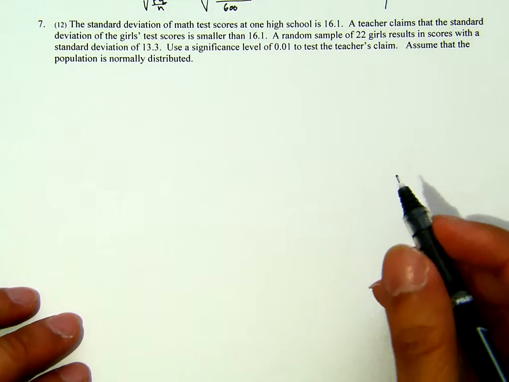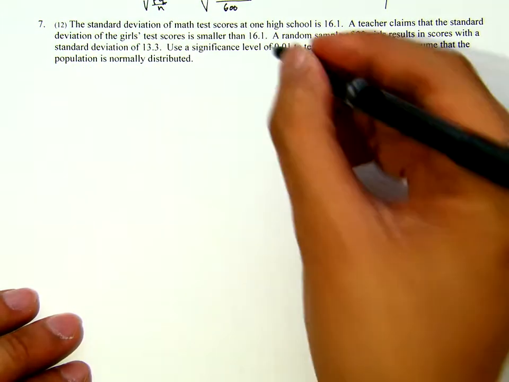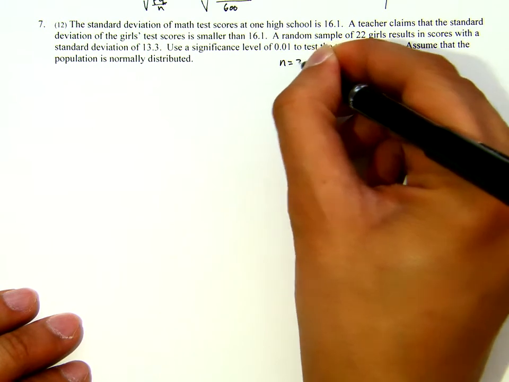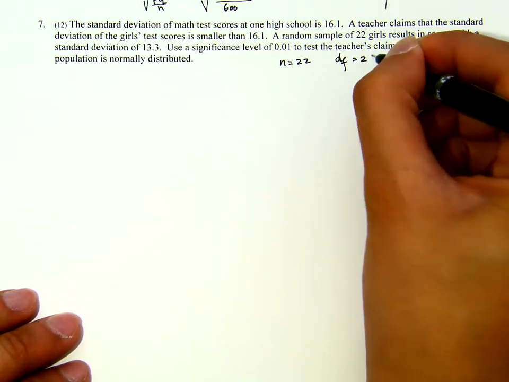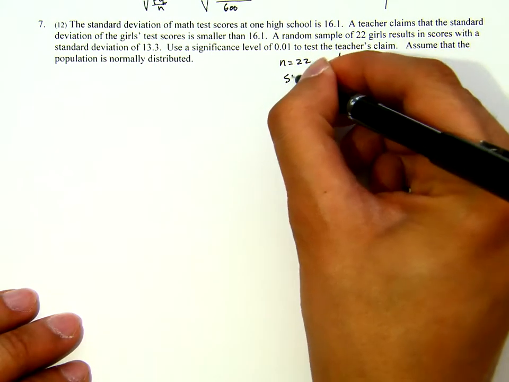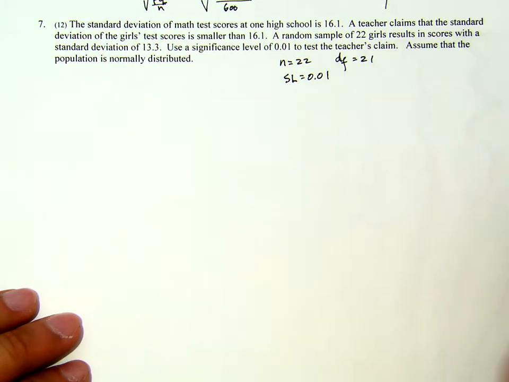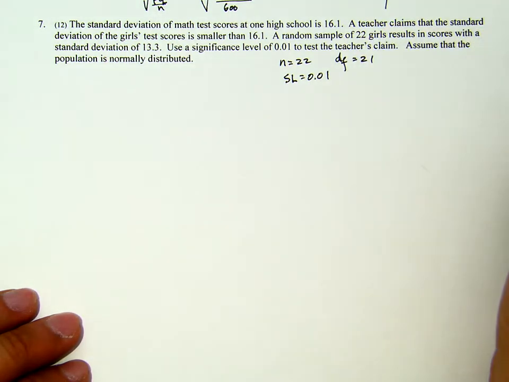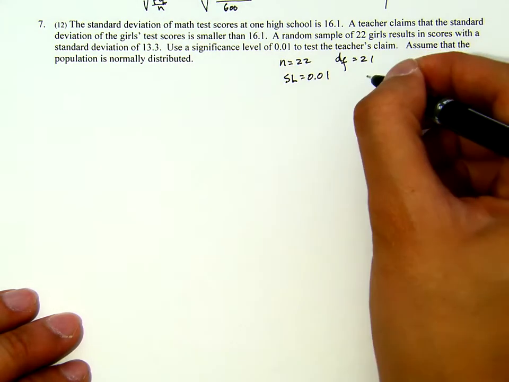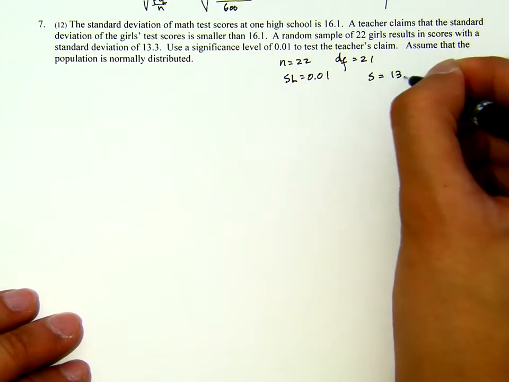Now let's see. The claim, let's see, maybe I should start with the n is 22, right? And therefore the degree of freedom is 21. Now the significance level is 0.01. Okay, and then the random sample of 22 girls results in scores with standard deviation, so that's a sample standard deviation 13.3.